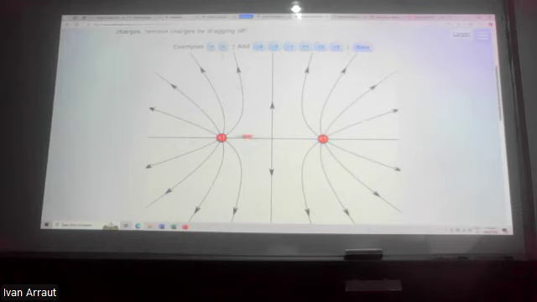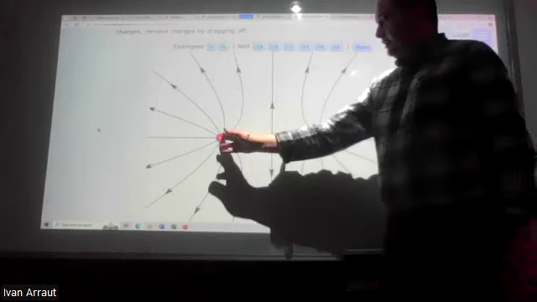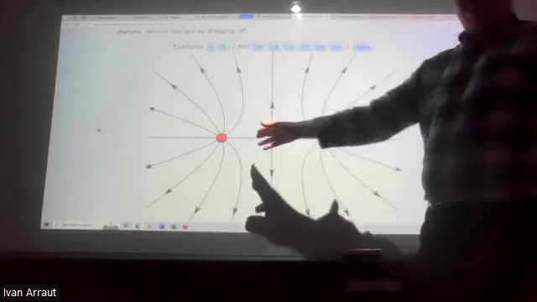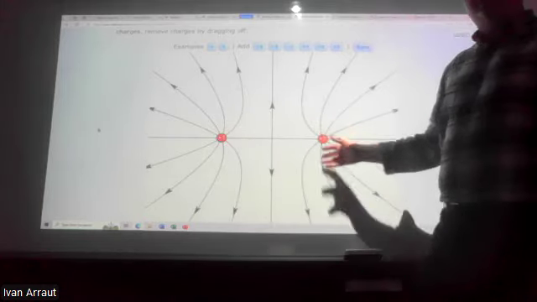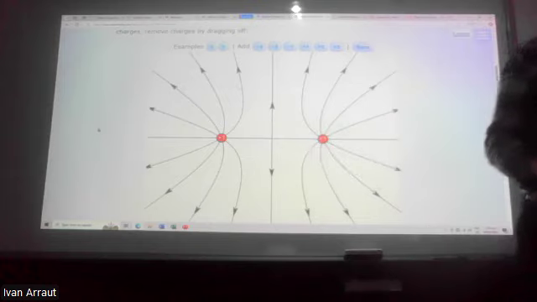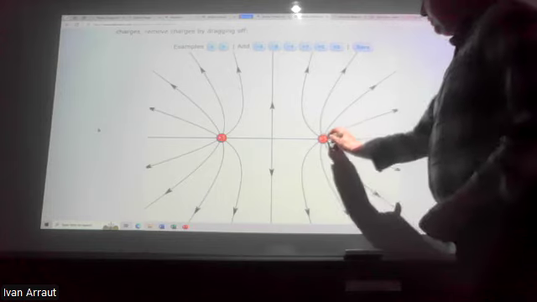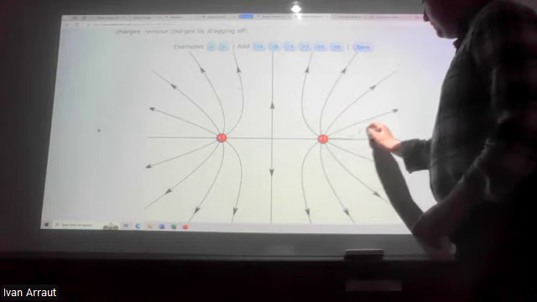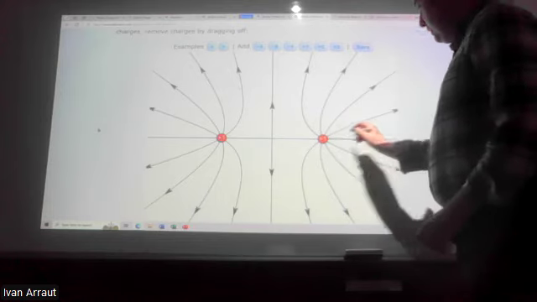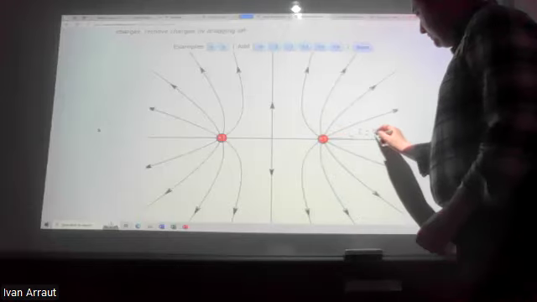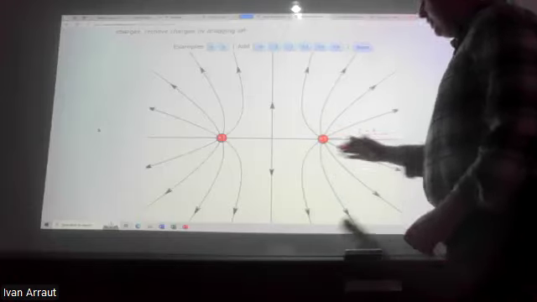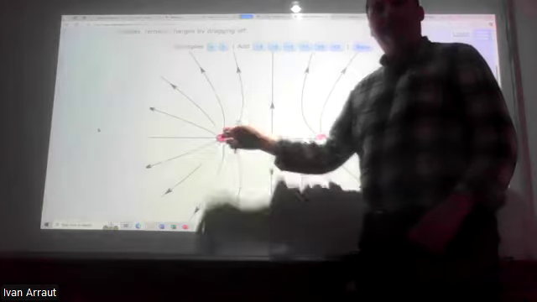When both are positive, they repel each other. You can see that both of them expel electric fields. No electric field line goes from here to here. So this is the symptom that they repel each other. Later, of course, you will see that the force is equal to the charge, this charge, times the electric field which this guy emits.